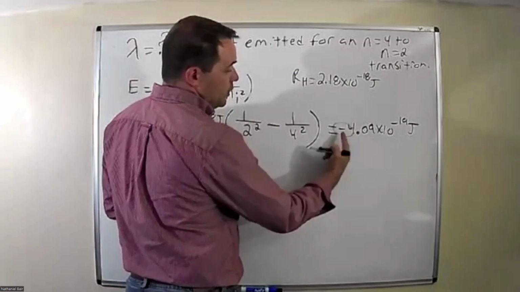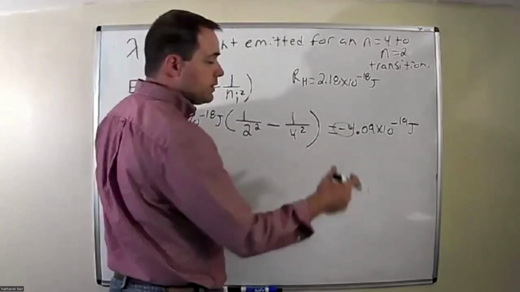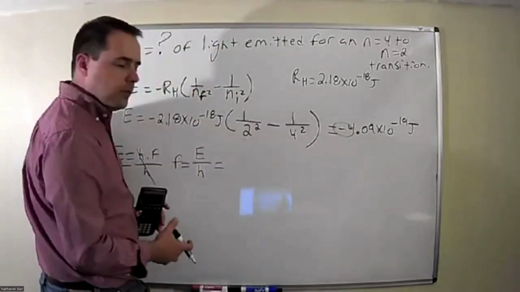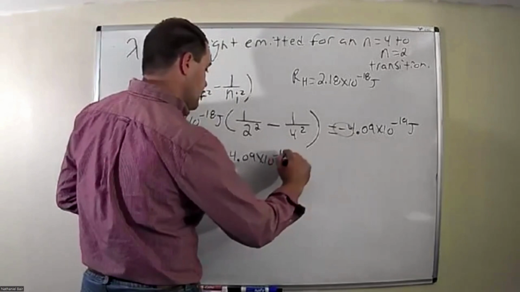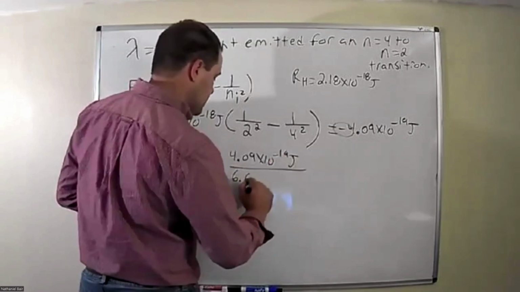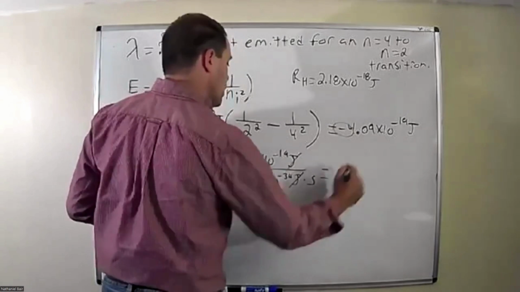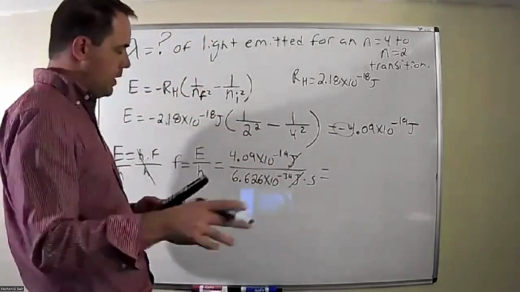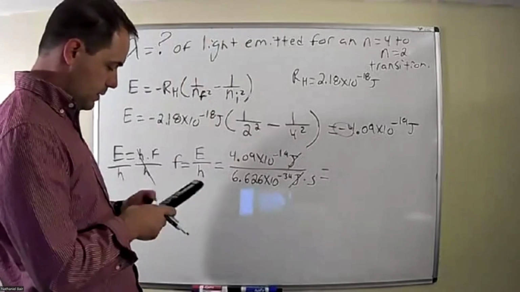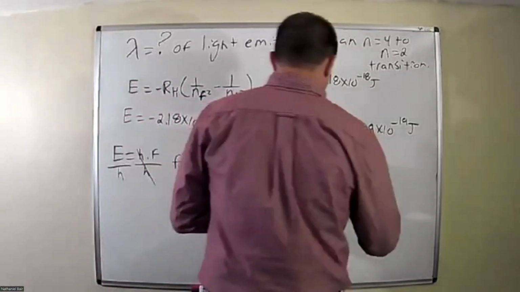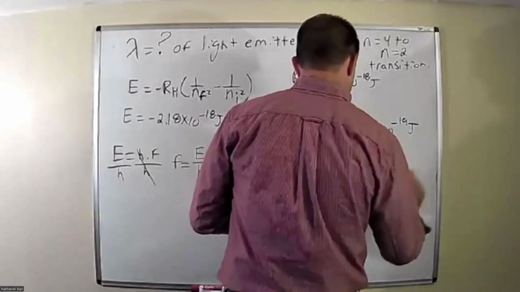Hang in there. Okay, you need to drop this negative because that's not a mathematical negative. That negative means energy is being released. So we're going to drop it. It's just going to mess up the math. So 4.09 times 10 to the negative 19th joules over Planck's constant, 6.626 times 10 to the negative 34th joules times seconds. Joules are gone. Left with seconds in the denominator, which is a hertz. And we're going to get 6.17 times 10 to the 14th cycles per second, or hertz.